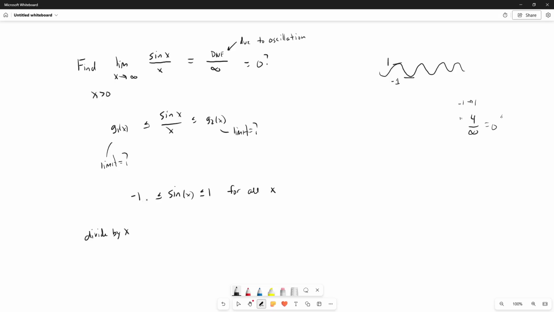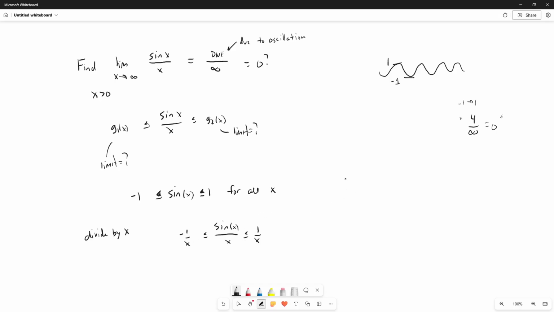So dividing by x in all three members of this compound inequality, we will leave the direction of the inequality symbols alone. So we will have sine x over x is between negative 1 over x and 1 over x. So there's our g1 of x, and there's our g2 of x, our bounding functions. Our function is between these two functions.